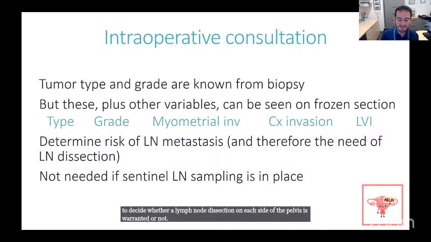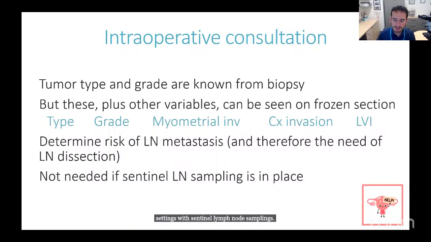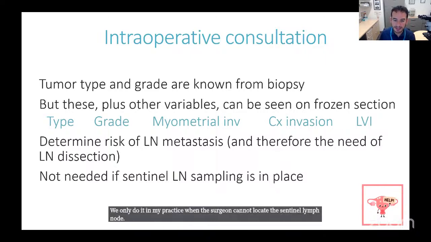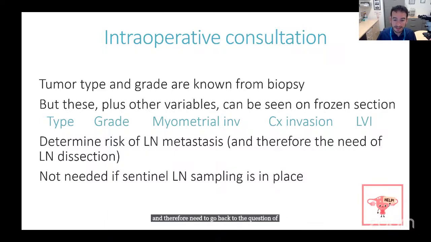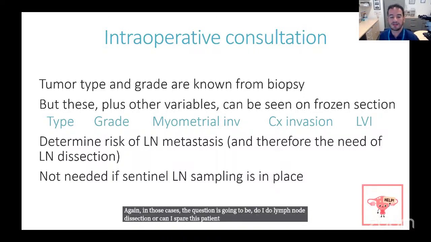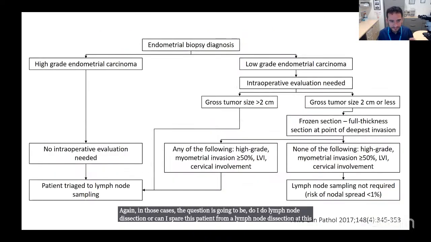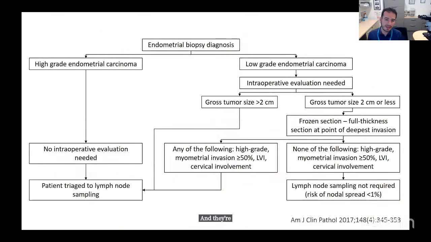Settings with sentinel lymph node sampling usually don't do this routinely. We only do it in my practice when the surgeon cannot locate the sentinel lymph node and therefore needs to go back to the question of, do I take the lymph nodes on this side of the pelvis or not? And in practices in which sentinel lymph node protocols are not yet in place, again, in those cases, the question is going to be, do I do lymph node dissection, or can I spare this patient from a lymph node dissection at this point of the hysterectomy? And they're going to do that based on a combination of factors.